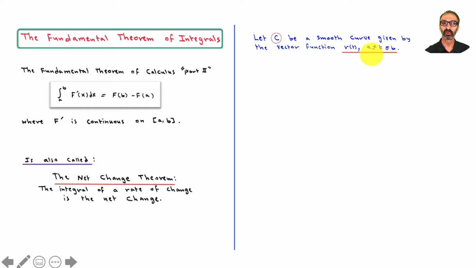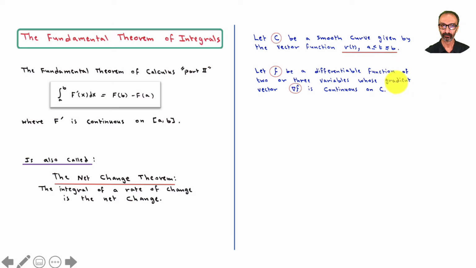Let C be the smooth curve given by the vector function r of t from a to b. Let f be a differentiable function of 2 or 3 variables whose gradient vector, which is a derivative, is continuous on C. Same language, but using vector calculus, as you could see. Then, the line integral of the derivative, which is called the gradient, dr, equals f of r of b minus f of r of a.